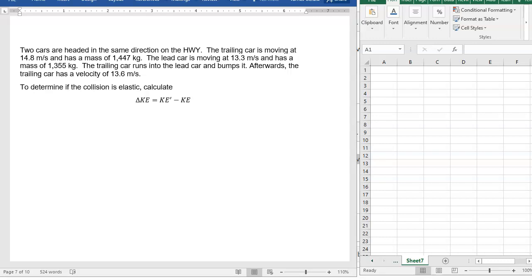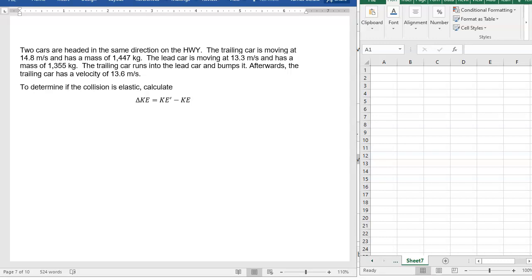In this problem, we have two cars headed in the same direction. The trailing car is going faster than the car in front. And they're going to collide because the trailing car is going to catch up with the lead car. The guy's not paying attention. He's on his cell phone or something, and bumps into the guy in front of him.